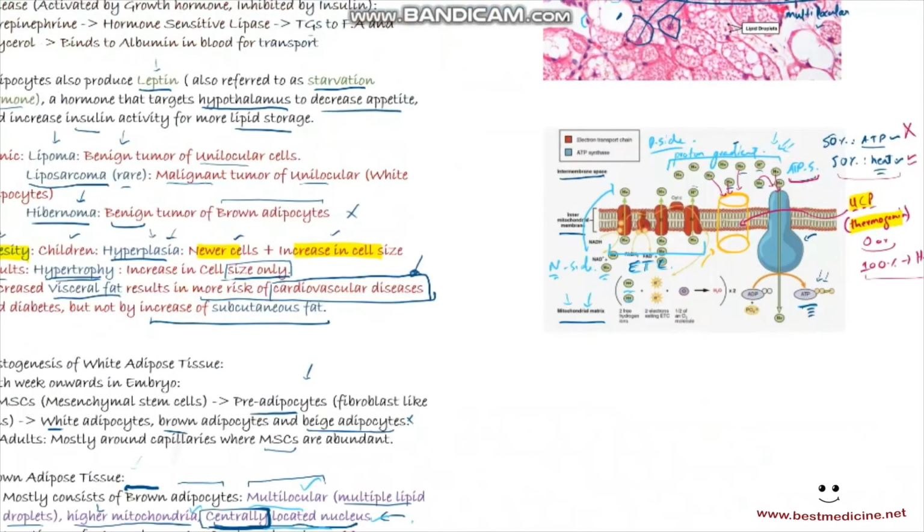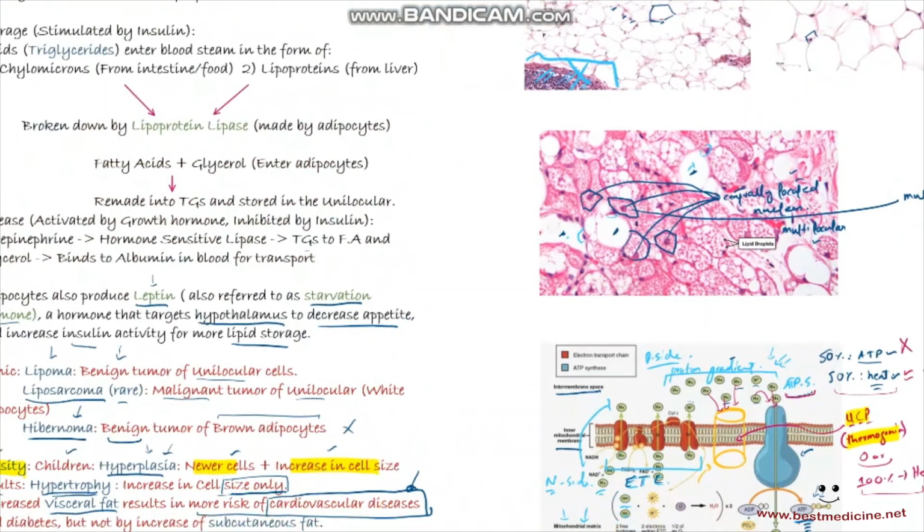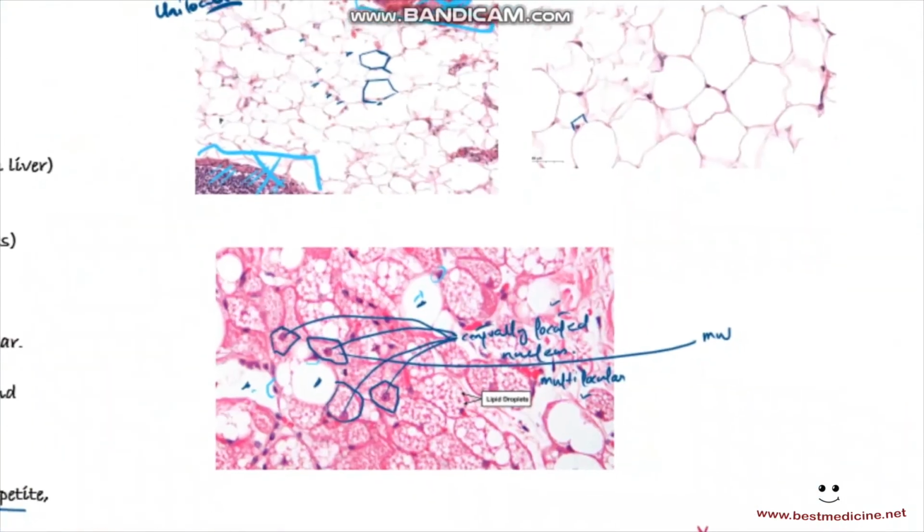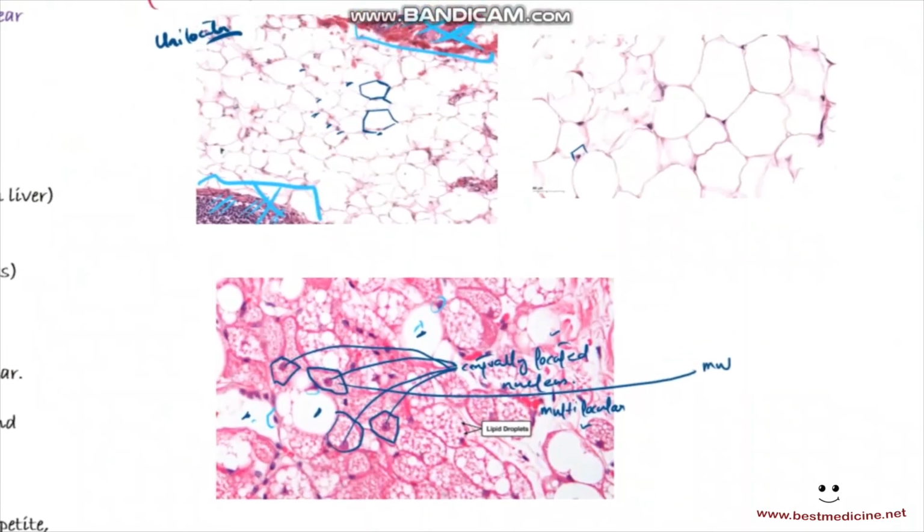So I hope you guys will be able to identify the adipose tissues, the two types of tissues, the differences between them, and their specific features. And yeah, it was wonderful teaching you guys this chapter.